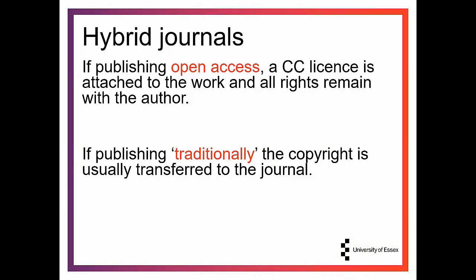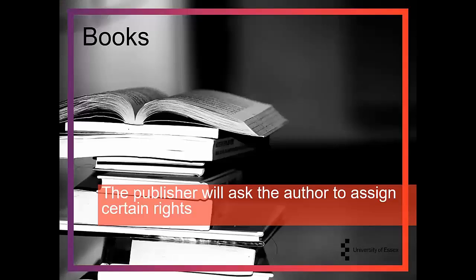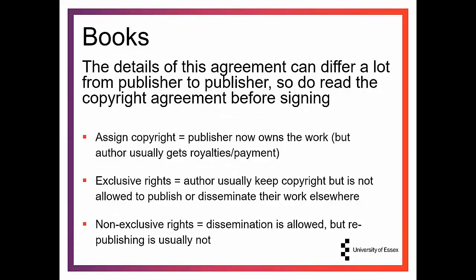Like with publishing in an open access journal, if you pay to make your work open access in a hybrid journal, you retain the rights for the paper and attach a CC license to the work. If you publish traditionally in a hybrid journal, the copyright is usually transferred to the publisher, like with a subscription-based journal. When publishing a book or a book chapter, the publisher will ask the author to assign certain rights. Copyright agreements when publishing in books vary a lot from publisher to publisher, so reading the copyright agreement in full is very important. In general, there are three different options as shown on the slide.